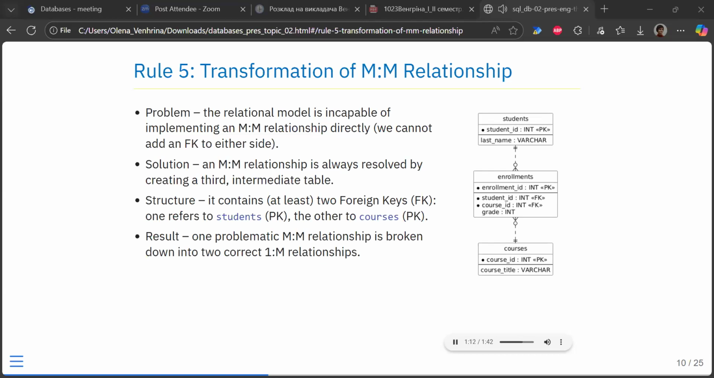Note, this new table is the perfect place to store attributes that describe the relationship itself. For example, grade for the course. The grade does not belong to the student because he has many for different courses, and does not belong to the course because there are many different grades on it. The grade belongs precisely to the fact of a specific student's enrollment in a specific course. Thus, as the diagram shows, we neatly broke one problematic M:N relationship into two correct 1:M relationships.